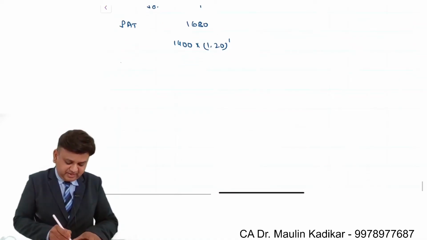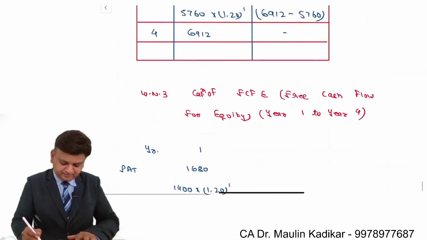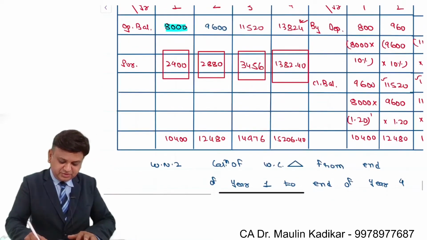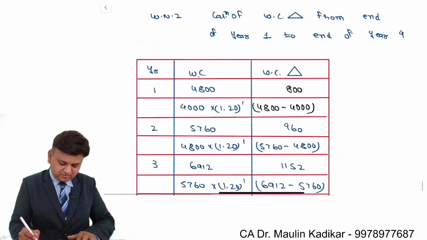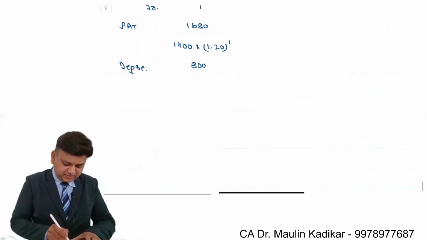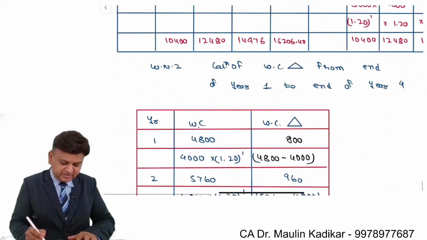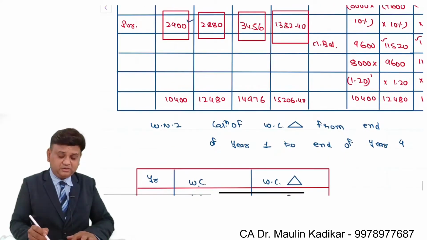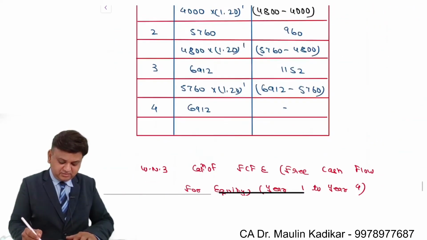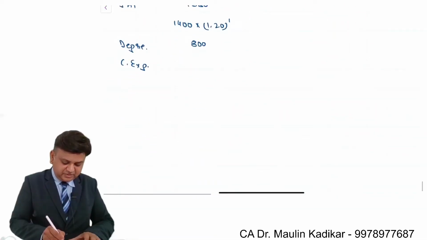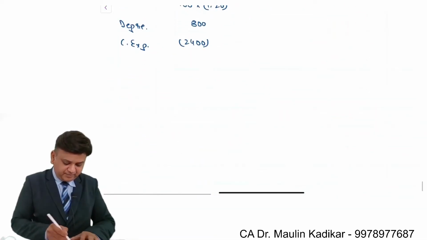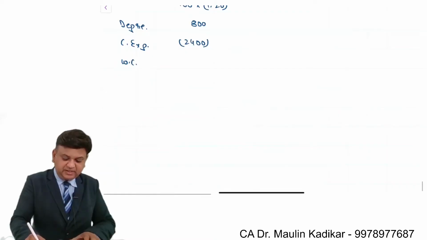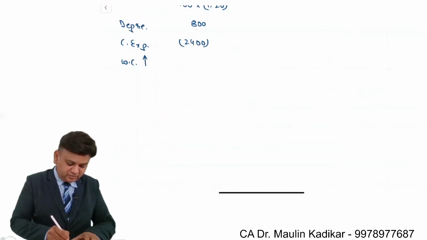Now, to that depreciation will be added. First year depreciation is 800. This is the depreciation. Next, we will mention capital expenditure. At the end of the first year, capital expenditure is 2400 and working capital is 800. Both of them will be deducted. Capital expenditure is 2400 and working capital change, that is working capital increase precisely, it is an amount of 800.